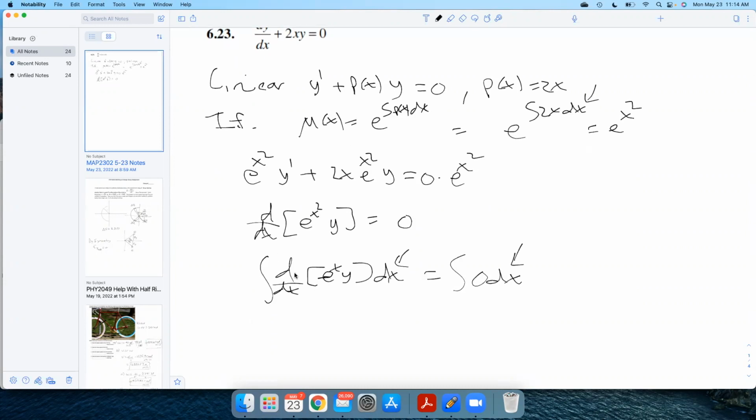Then the antiderivative of the derivative, those are inverse operations. These just cancel out. You just get what's inside. E to the x, oh, that's an x squared, sorry. E to the x squared y.